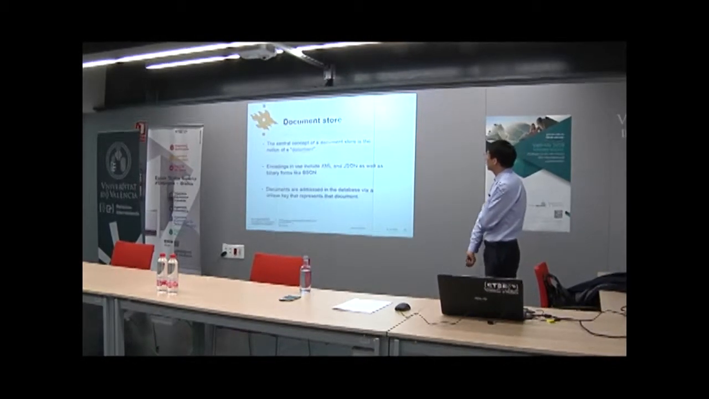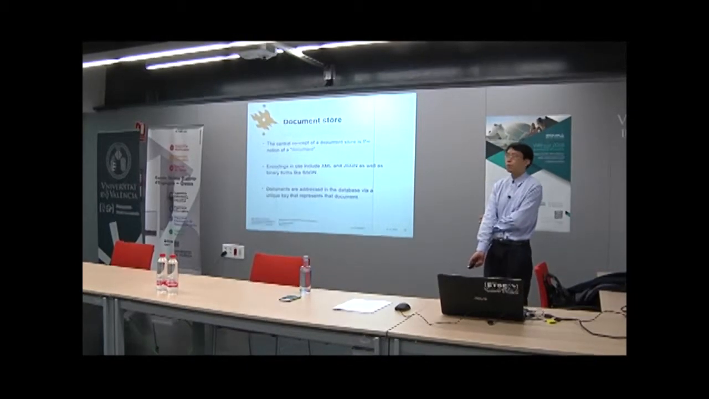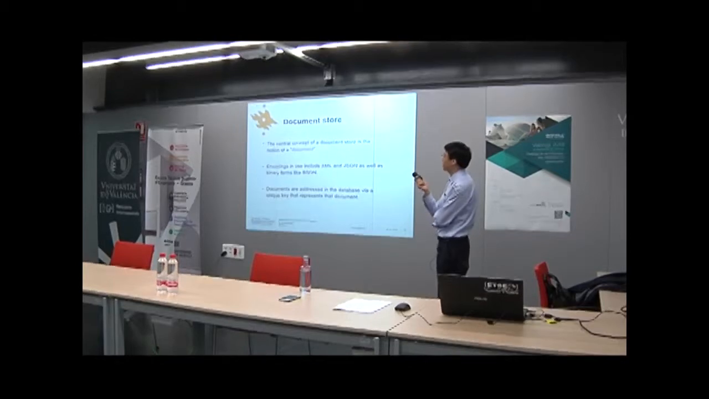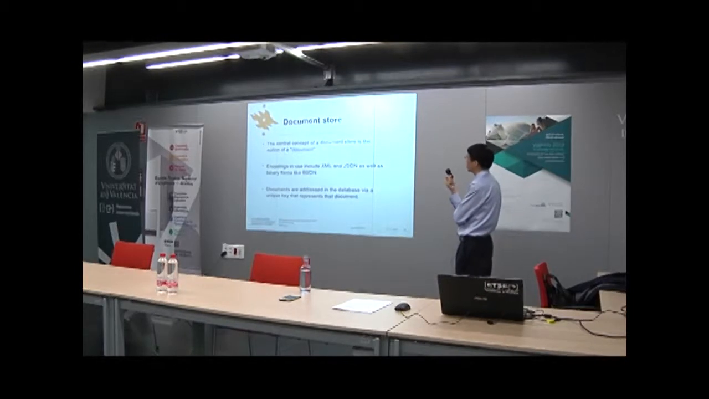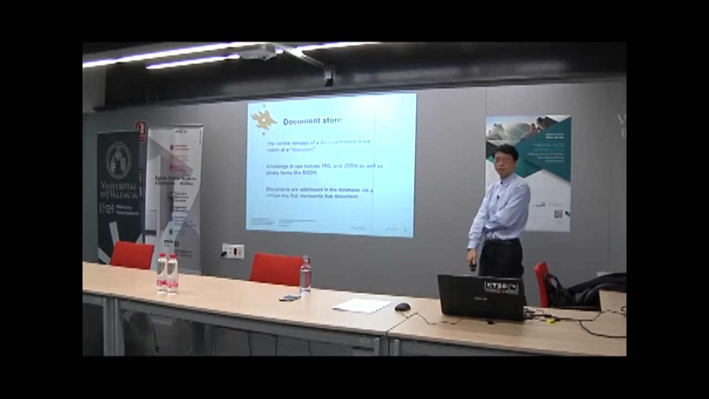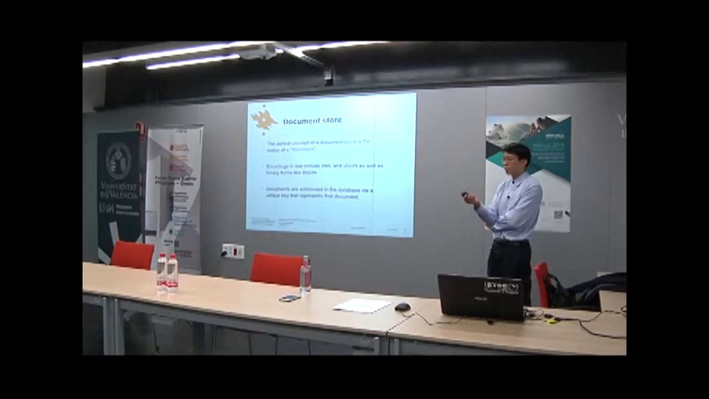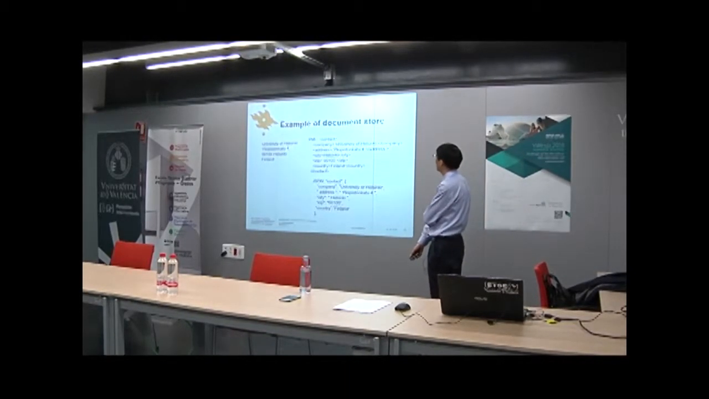So next, the third type of database is the document database, the document store. Document store means that we just store the whole document in the database. We can encode them as XML data or JSON data or BSON data. BSON means the binary form of JSON data. So documents are addressed in the database via a unique key that represents the document. We just store the document under its key.